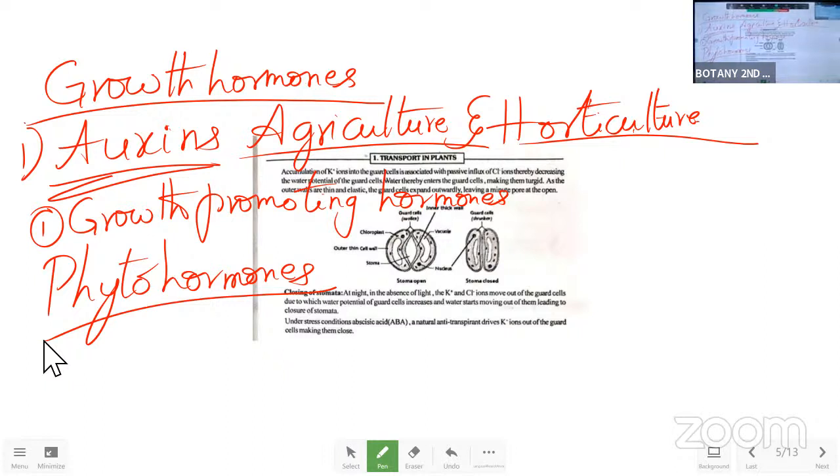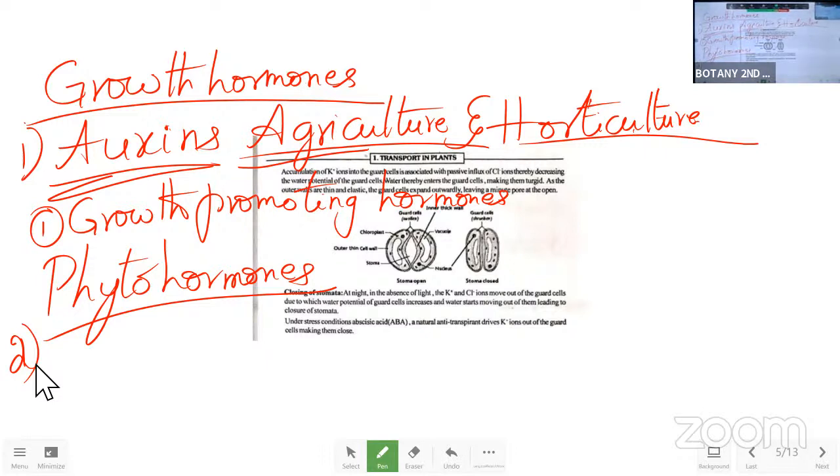Now comes the agricultural usages and the horticultural usages. So here what we have to write, the first one in the auxins, we know that this is a growth promoting hormone, and the usages will be, the first one, it increases the cell enlargement. Okay, it helps in the cell enlargement.